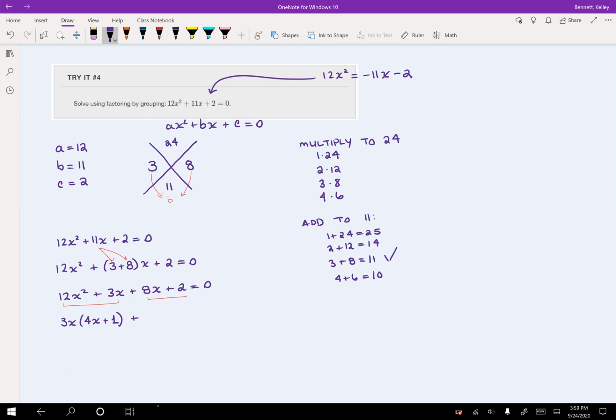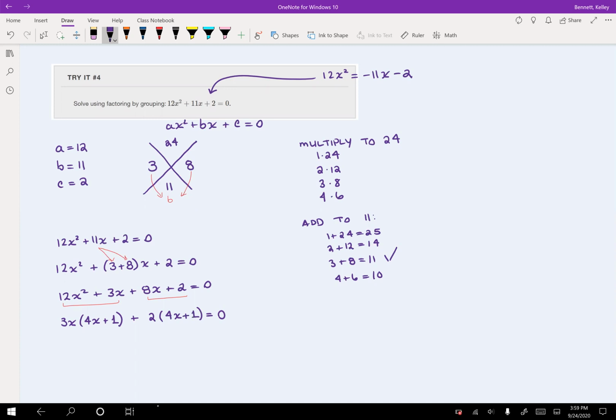So the biggest thing I could pull out of them is going to be a 2. So if I factor out a 2, that'll leave me with 4x plus 1. And if you've done your AC method correctly, you will have the same term in both. So if, for some reason, let's say I had a 2 here instead, that would be a tip off that something's gone really wrong, because I need them to match or else I can't continue.